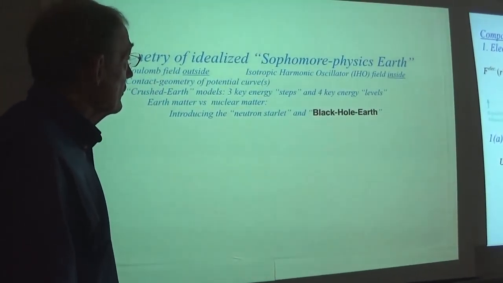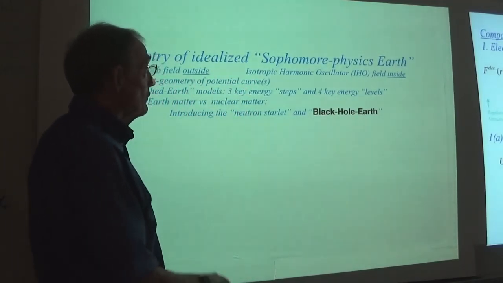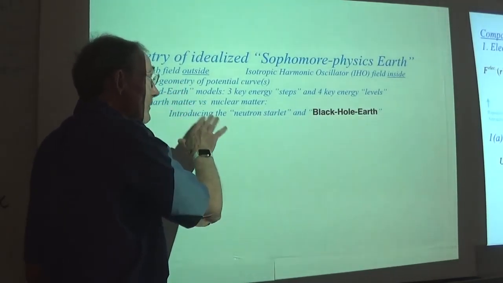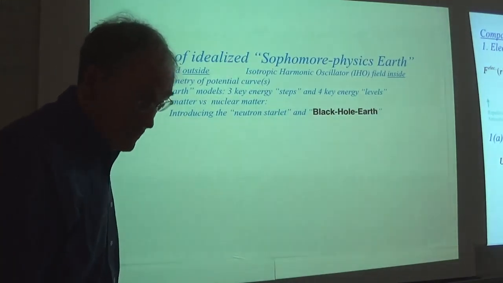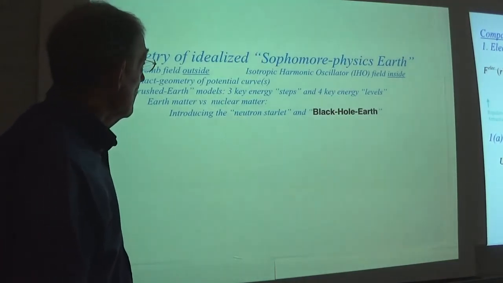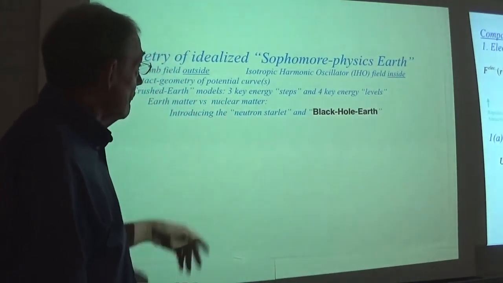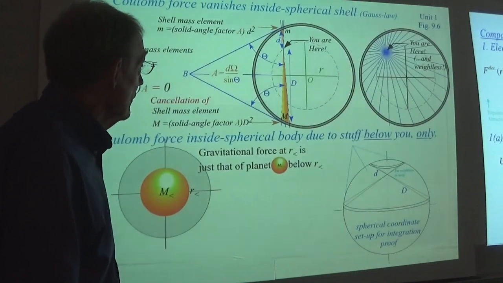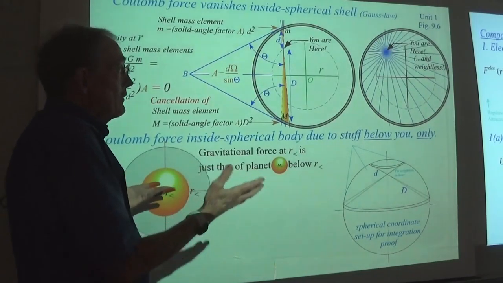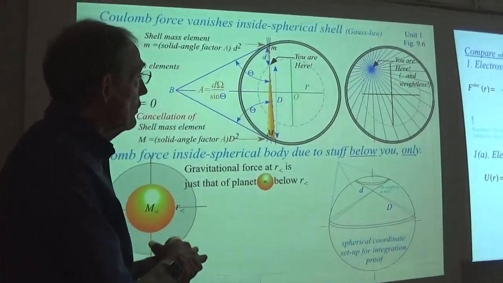the geometry of this sophomore physics Earth we're going to go into. We're going to talk about the curves a little bit more now. And we're going to take some steps down the potential to deal with this. The thing that we'll mostly be talking about is Earth matter, but I will mention the nuclear because it comes up and crush the Earth. Okay, but the first thing I want to go over very quickly, this would be a Gauss law study here, but I'm doing it with geometry as usual for our introductions.